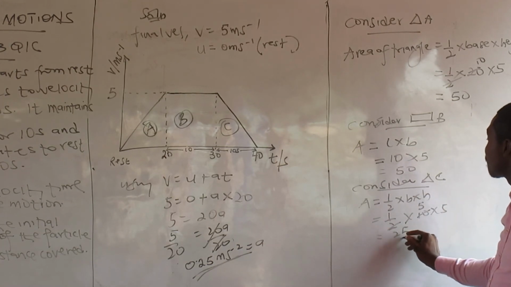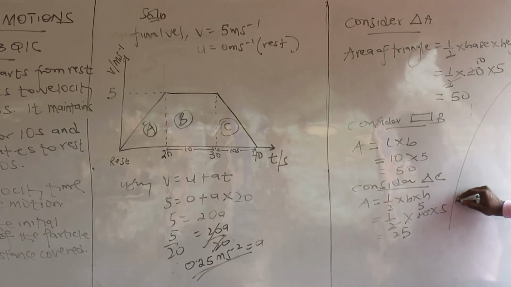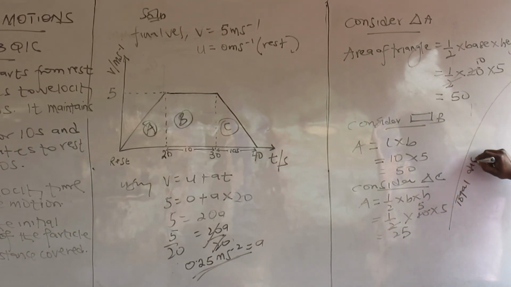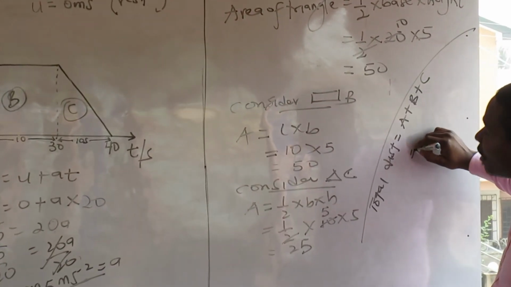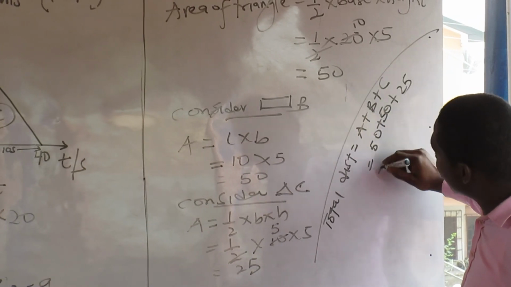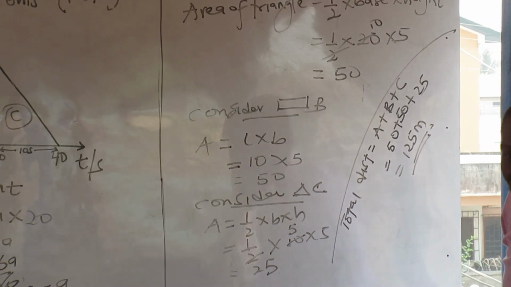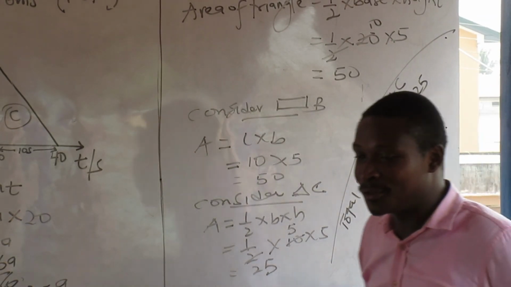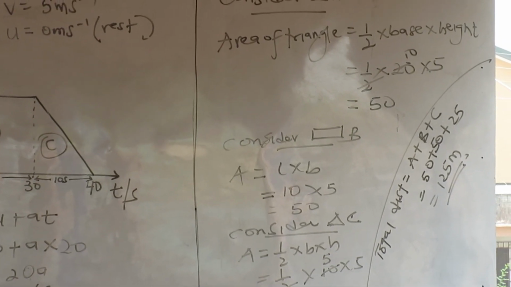Now, the total distance covered. Total distance equals A plus B plus C. Agree? 50, 50, 25. That is 125. Welcome to graph of motions. It's as easy as this, right? Good. I hope it's clear.